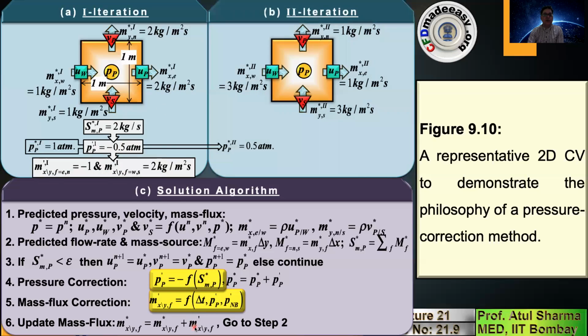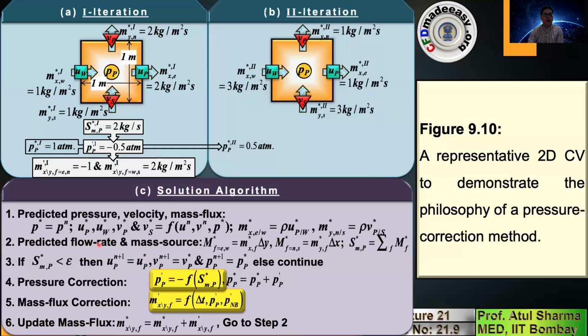Okay, so I am showing you a solution algorithm step by step, where we know that we use two expressions: pressure correction as a function of mass imbalance, and second equation, mass flux correction as a function of pressure correction. And using these two expressions and this solution algorithm, in step 6, you have come to the end of the first iteration. Then at the end of the first iteration, go to step 2.